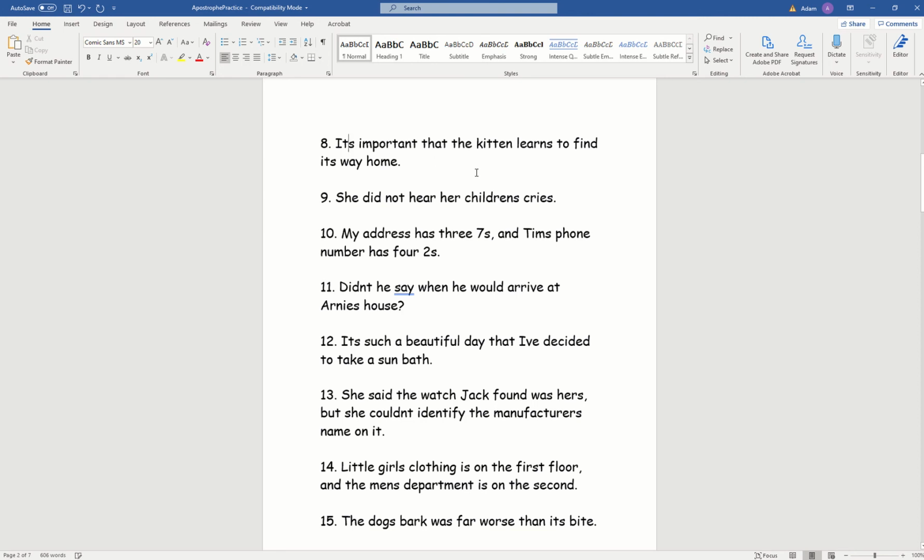It is important that the kitten learns. Learns, just a verb. It won't have an apostrophe in it. There's no possession in learns, no possession, no apostrophe. Learns to find its way home. Do I want to do this here? Learns to find it is way home? No, I don't. So we leave it like that.